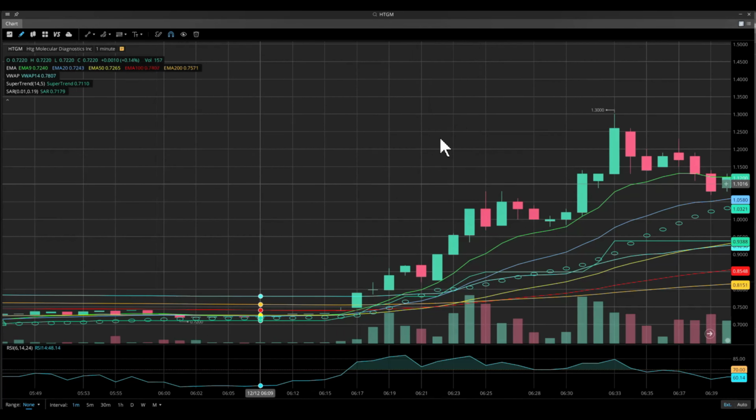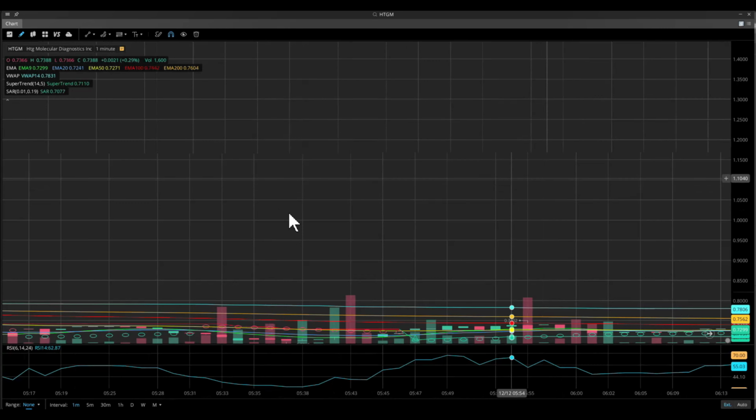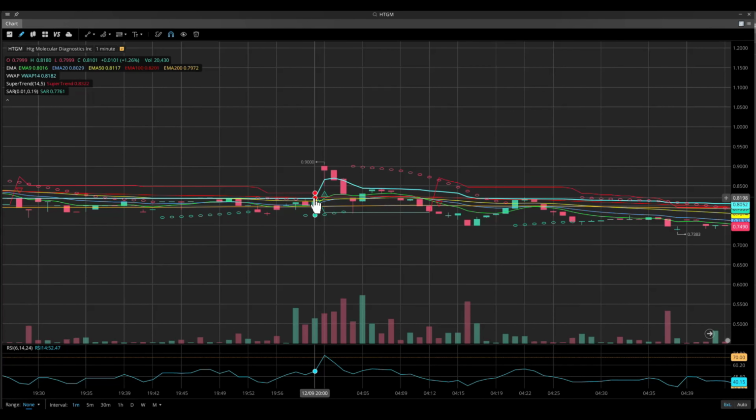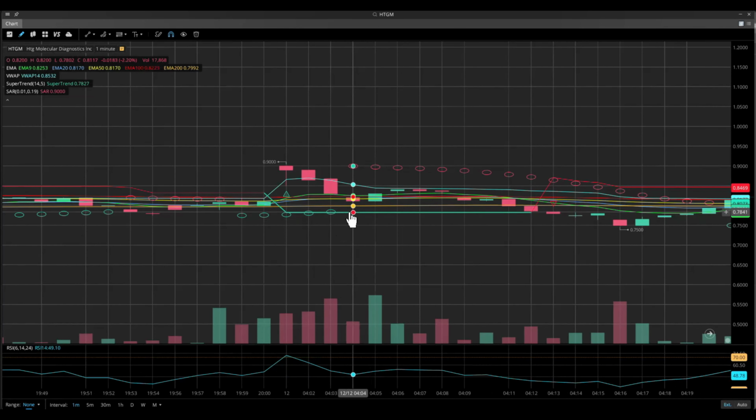Since we got the first alert at 4 a.m., what would I do at this point? So at 4:01 a.m., the first alert came in, and we see red candles, pull back, pull back, pull back. It hits super trend, and then it bounces back up. All right, so we can see right here as well, SAR is red.